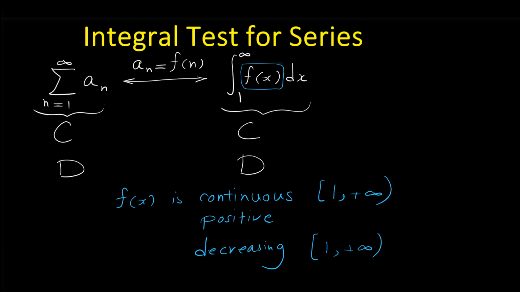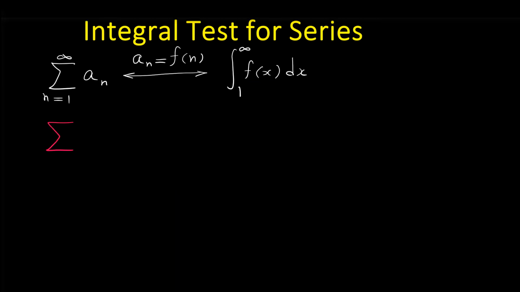So if you want to use the integral test, first you have to make sure that the function associated to the series is continuous, positive, and decreasing. Then you can use this test to determine the convergence or divergence of series. Let's do some examples with the integral test. Consider this series sigma n from 1 to infinity of 1 over n squared. We want to use the integral test to determine the convergence or divergence of this series.